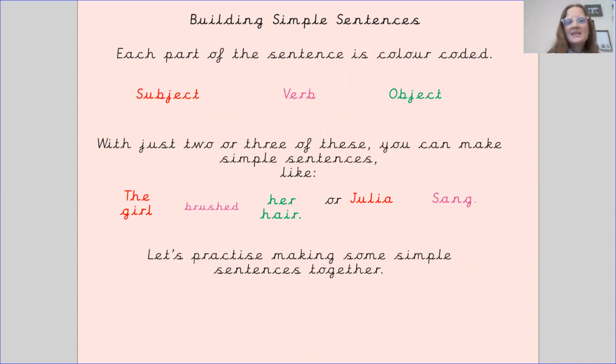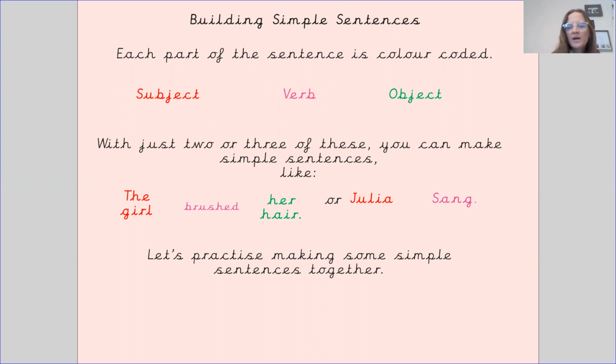When you are building a sentence, most sentences include a subject, a verb, or an object. So I'm going to show you how just 2 or 3 of these things can make simple sentences. As you can see, I've color coded each part of our sentence. Our subject is red, our verb is pink, our object is green. So with just 2 or 3 of these, you can make simple sentences like the girl, which is the subject, brushed, which is the verb, her hair, and that's the object. Or we could just use the subject and the verb and say Julia sang.